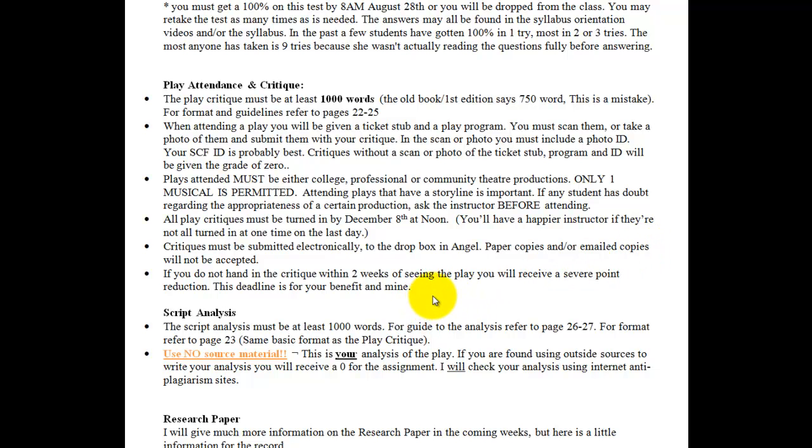So, you might be thinking, oh my god, plays, they're going to cost a lot of money. Not necessarily. The SCF Theater Department Studio 84 Productions puts on 2 plays every semester at least. We're scheduled for 2 right now. Those can be seen for $10 a piece. The SCF Music Department will be putting on a musical this fall that can be seen for around $10.